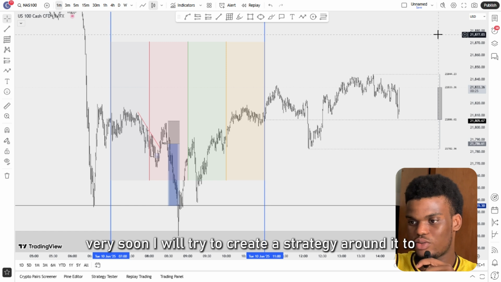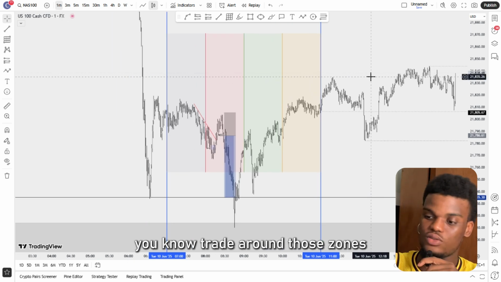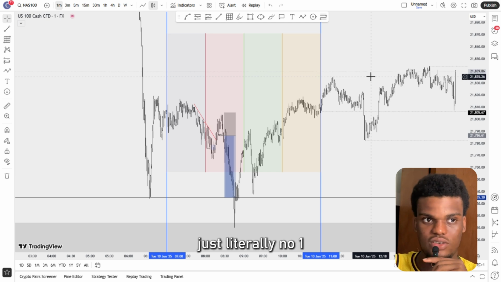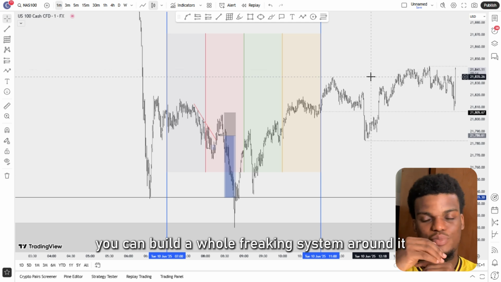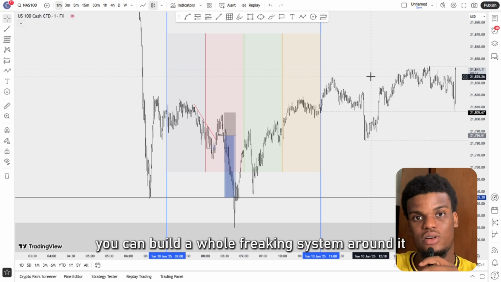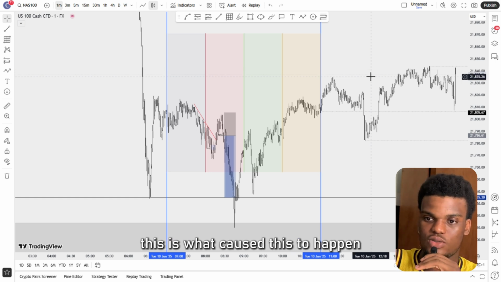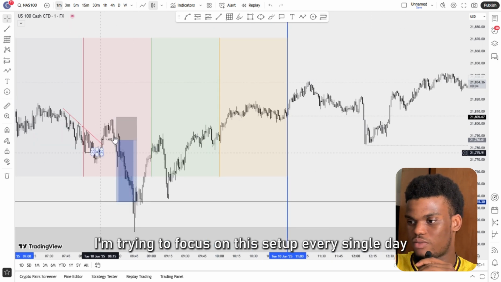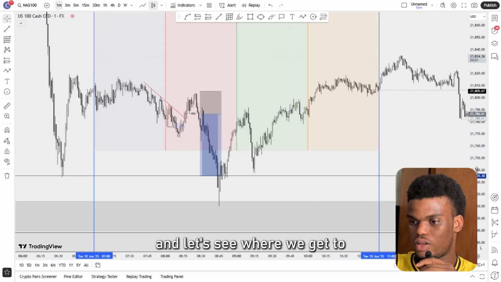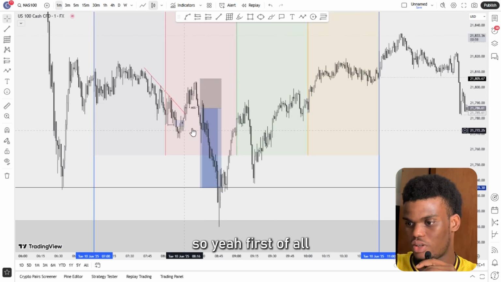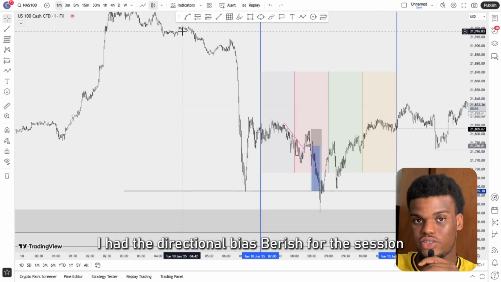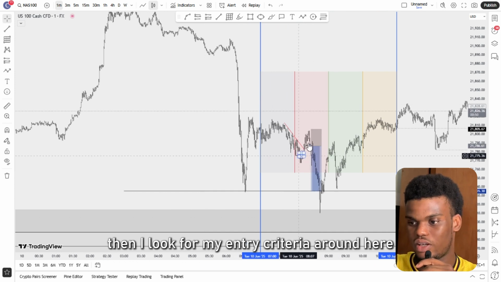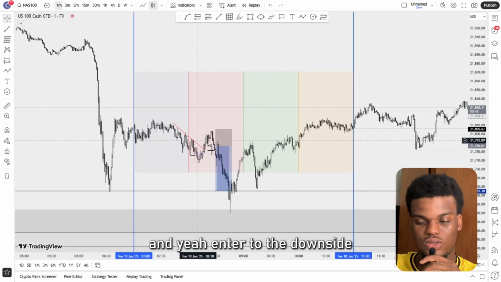Very soon I will try to create a strategy around it to trade around those zones, but I don't think I want to do that right now. Like I said, the strategy can be anything. Just know the concept, and you can build a whole system around it. You just need to understand what caused this to happen, and you're good. But for now, I'm trying to focus on this setup every single day, and let's see where we get to. But yeah, this was how I framed my setup. First of all, I had the directional bias bearish for the session, at least to this point. Then I looked at my entry criteria around here, entered to the downside, and we're good.